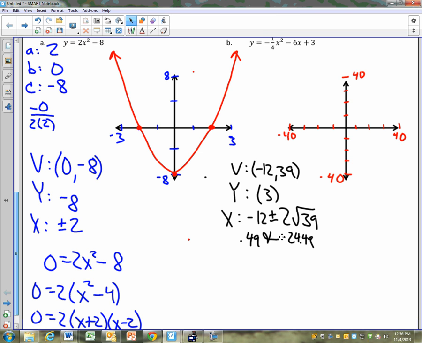So I'm going to make my graph 40 by 40 by 40 by 40. So each tick mark is how much? 10. So I go back 12 and up 39. There's my first spot. I have a y-intercept of 3. Well, that's going to be pretty close down to the bottom here.